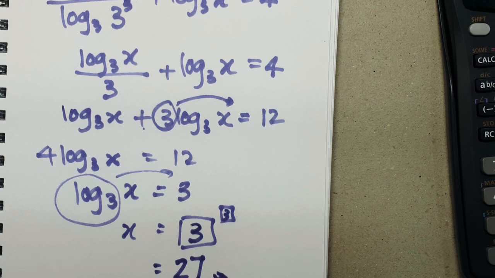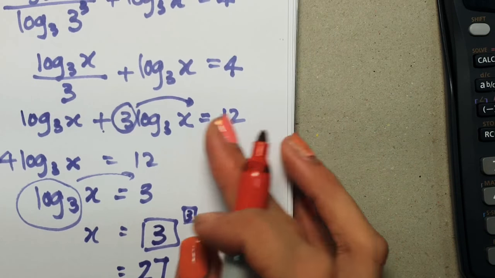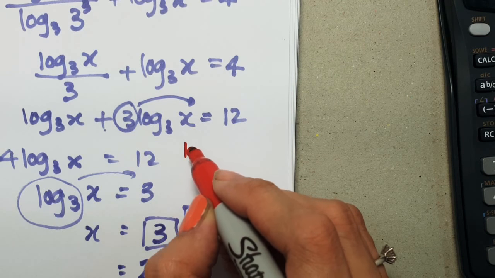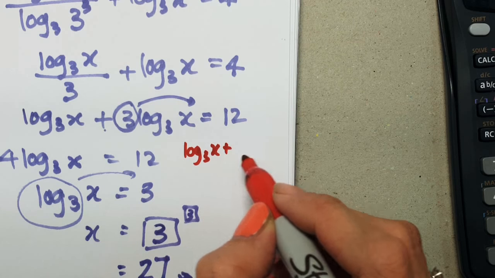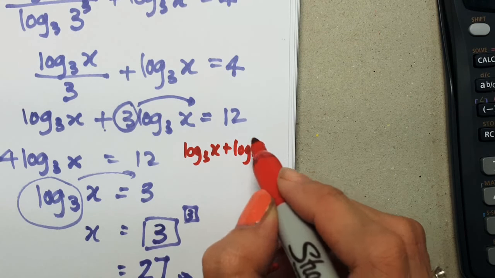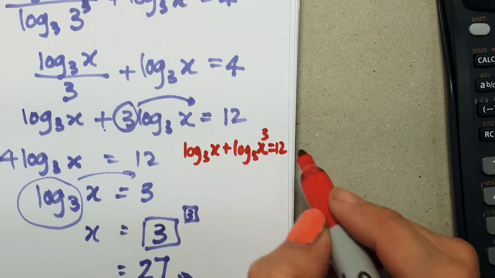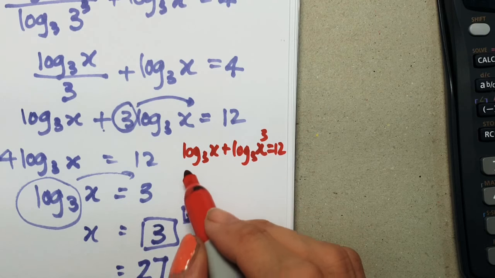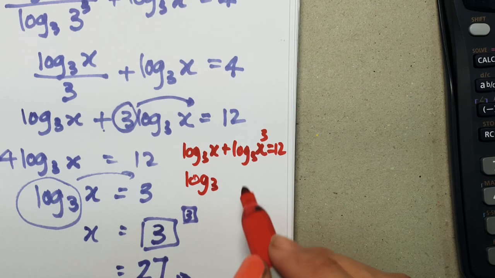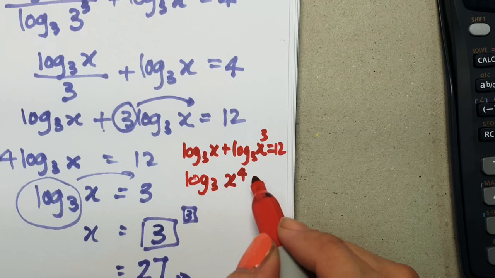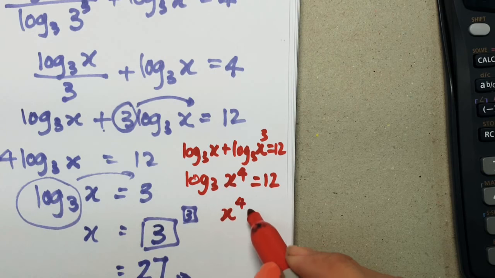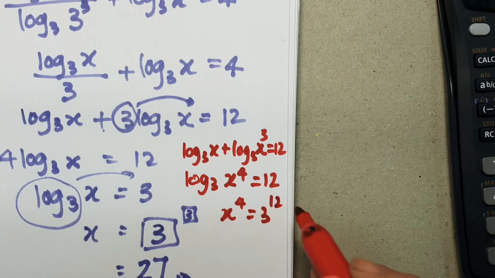Now what if I use the slightly more difficult method I almost did just now? Will I get the same answer? Let's check it out. So we have log base 3 of x plus log base 3 of x to the power of 3 equals 12. Then in this case, I can group these two together, log base 3 of the product. So we will have log base 3 of x to the power of 4 equals 12. Then x to the power of 4 equals 3 to the power of 12.